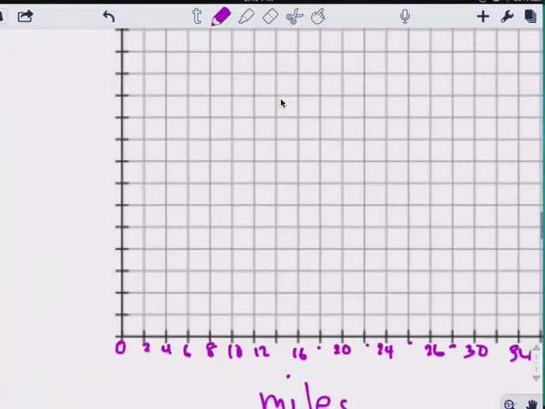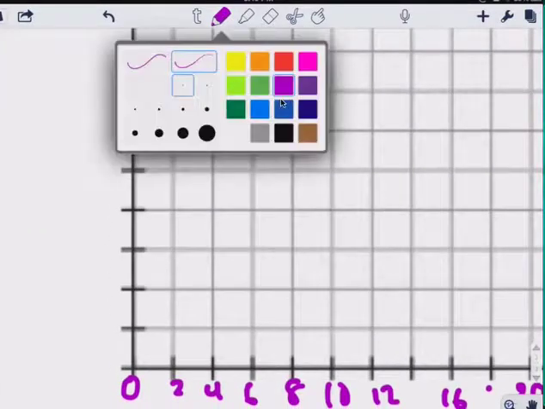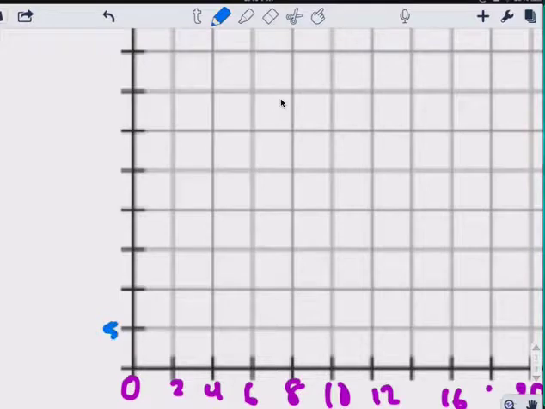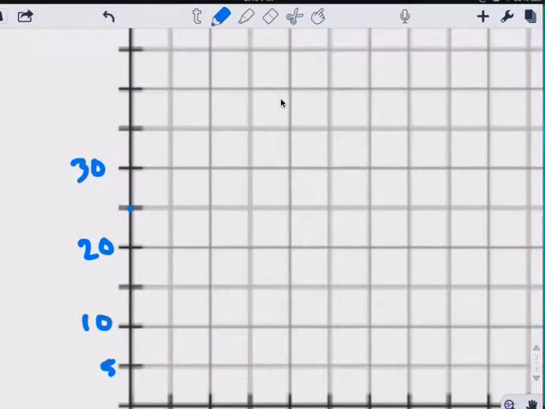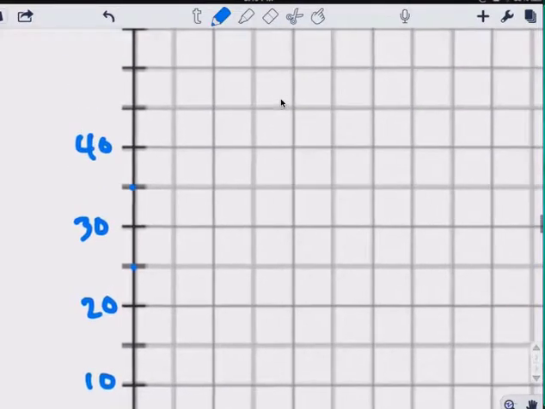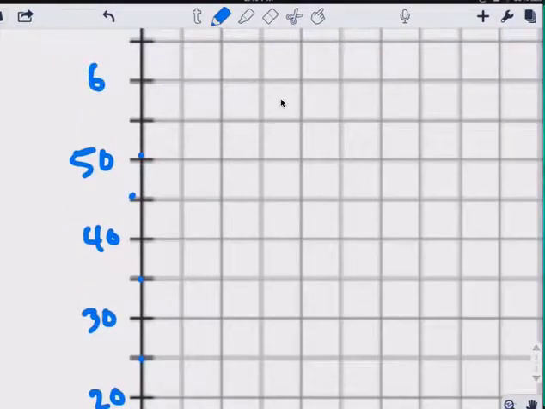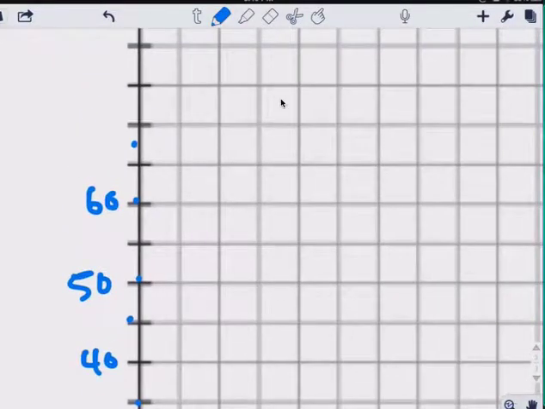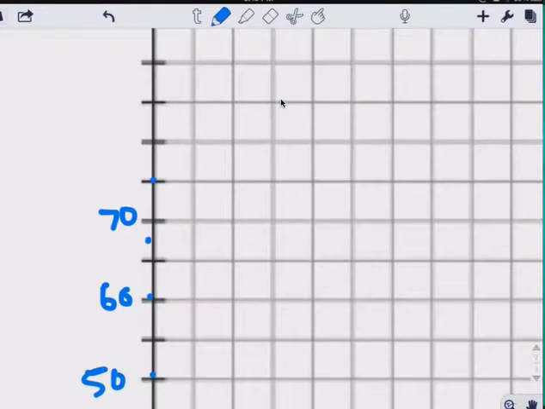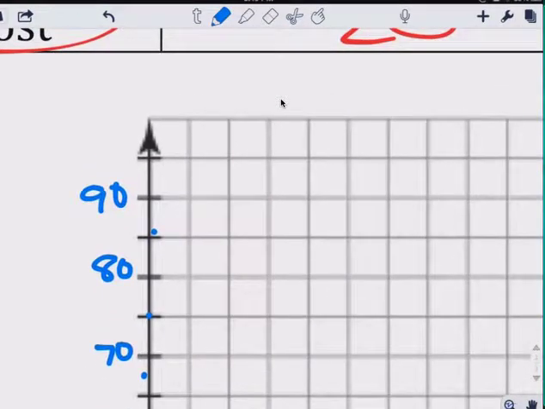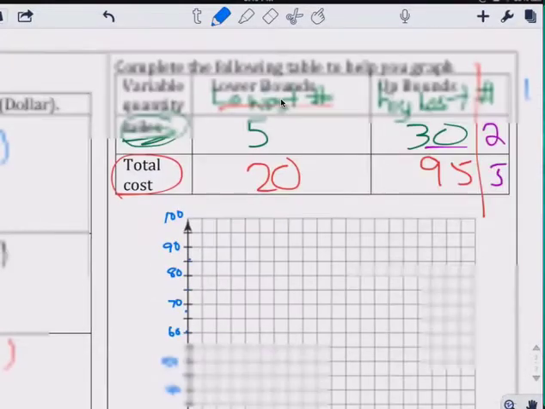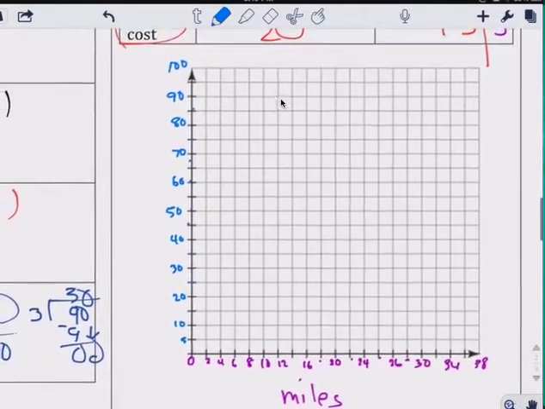Going up to 95, let's see if it'll make it. 5, 10, 15, 20, 25, 30, 35, 40, 45, 50, 55, 60, 65, 70, 75, 80, 85, 90, 95, 100. Yes, it fits the 95.